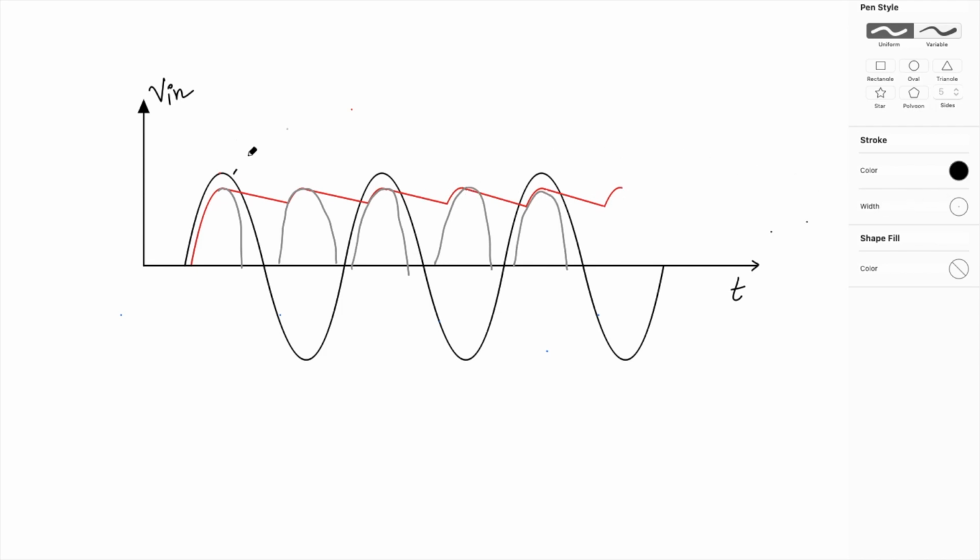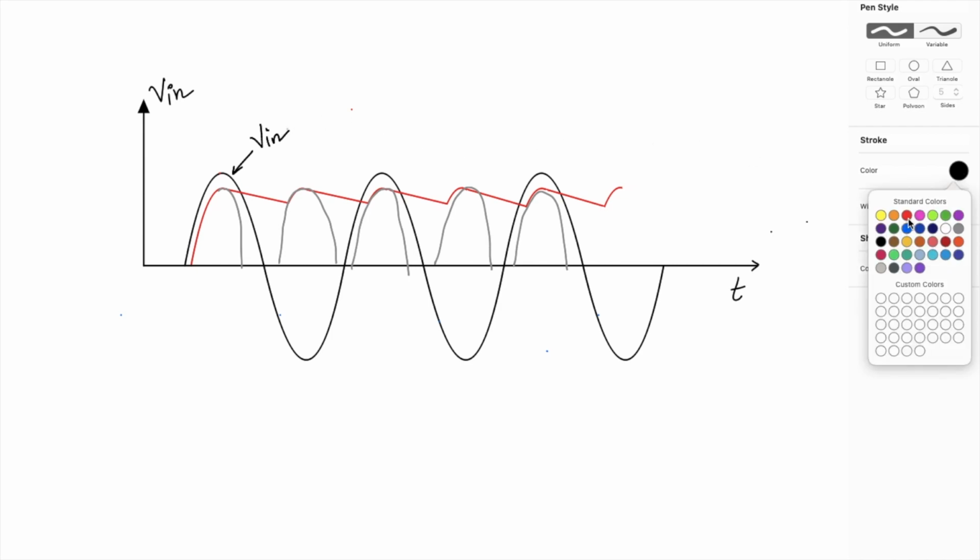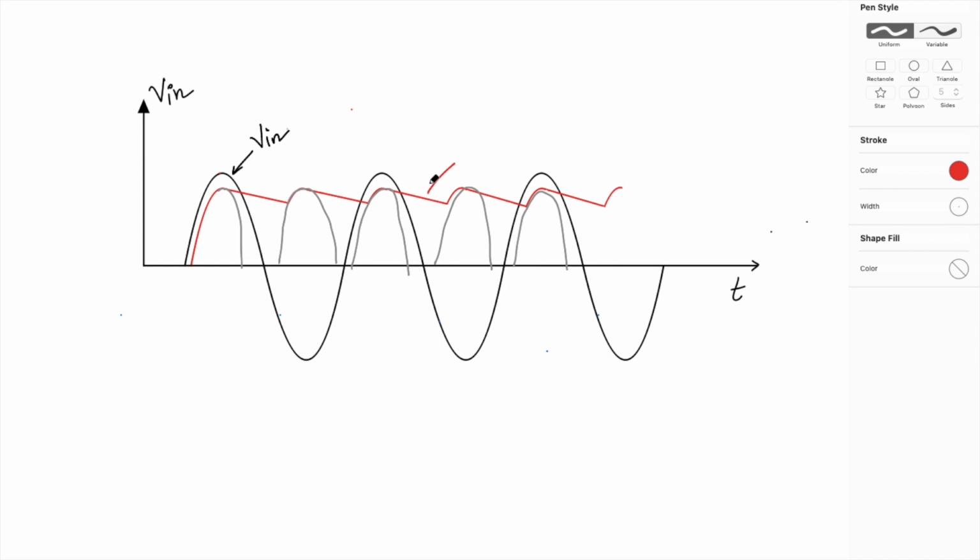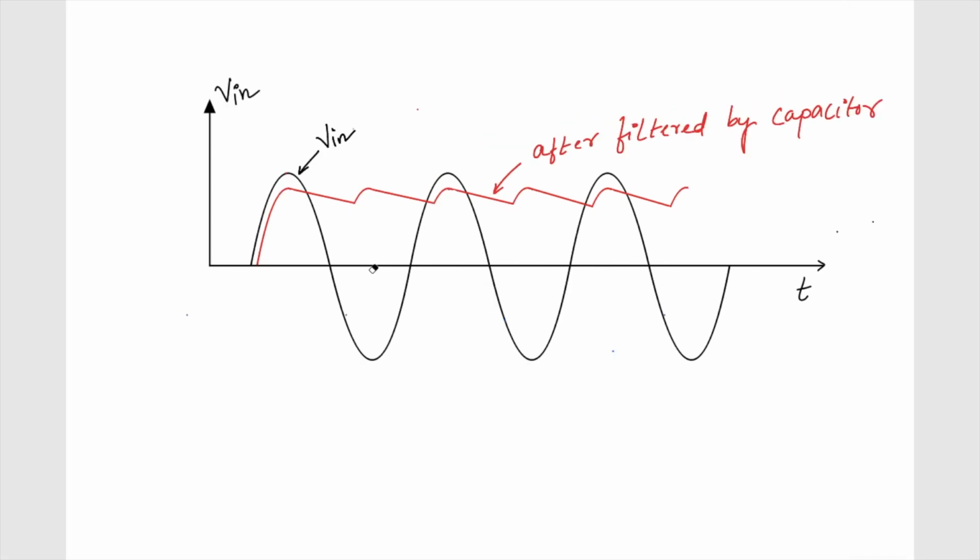Okay, this is my original input signal, the Vin, and the red color one is after the filtration by the capacitor. And also we have seen in the last discussion that the ripple voltage is very much dependent on the capacitor. Higher the value of the capacitor, lower will be the ripple. But the consequence of increasing the capacitor is that it will increase the diode current and it can spoil the diode. So we need to get another approach to make this flat, right?